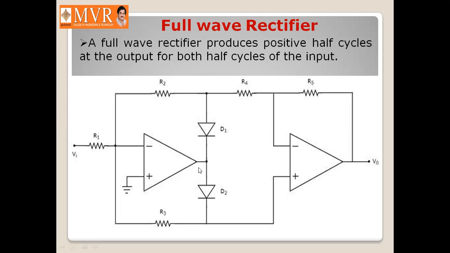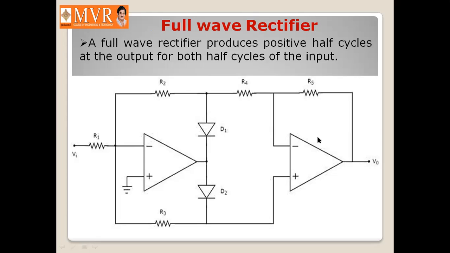That means whenever the output of this op amp is negative, D1 is going to conduct. Whenever the op amp output is positive, D2 is going to conduct. This you have to keep in mind. Whenever the output of the first operational amplifier is positive, D2 is forward biased. Whenever the first operational amplifier output is negative, D1 is forward biased. In this way it does its functioning.